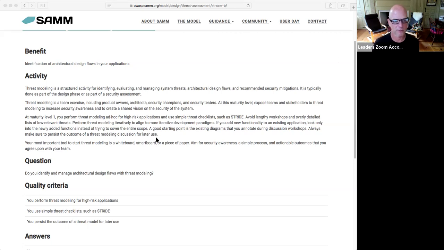So in this particular case, at maturity level 1, you perform threat modeling ad hoc for high-risk applications and use simple threat checklists such as STRIDE. Some guidance here on avoiding lengthy workshops and overly detailed lists of low relevant threats. One thing that is helpful is to understand who the threat actors are that might be interested in your organization and the system that you're building, to help understand, again, that level of effort that you're going to need to invest in security to make it secure enough to protect against those threat actors and the threats that are identified.